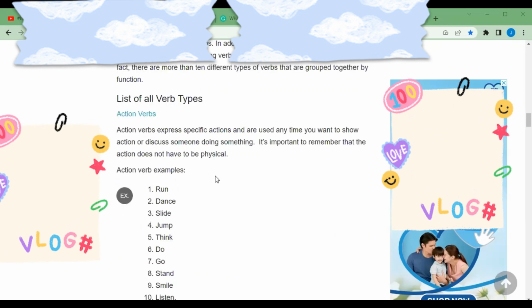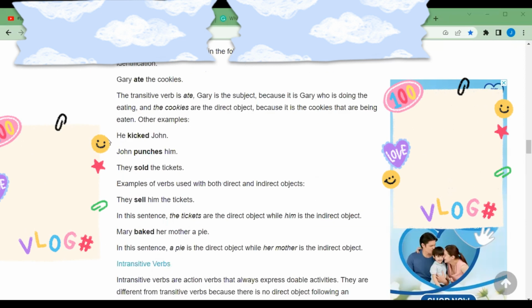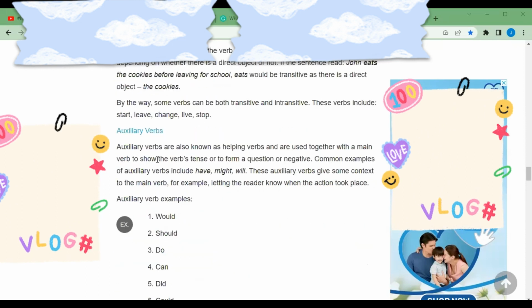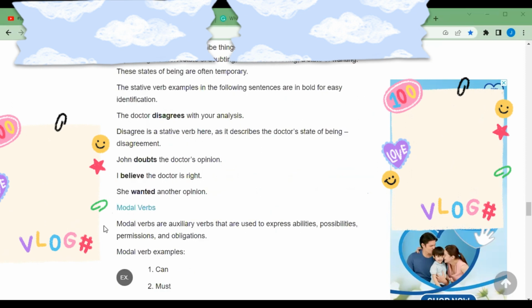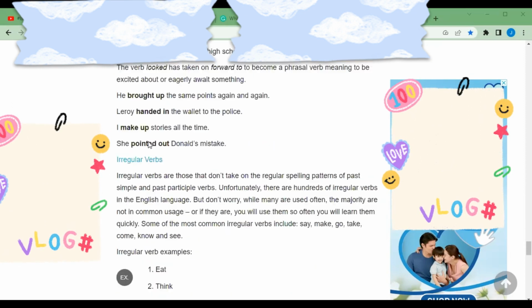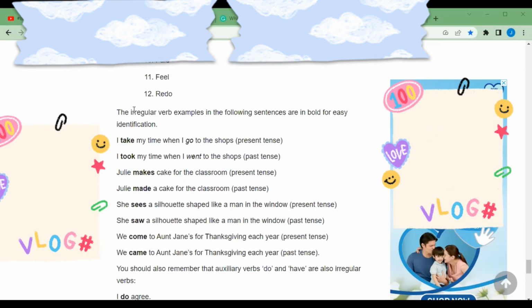For this one, we have verb types. We have action verbs, transitive verbs, intransitive verbs. We have auxiliary verbs. We also have stative verbs, modal verbs, and phrasal verbs. Last but not least, we have irregular verbs.